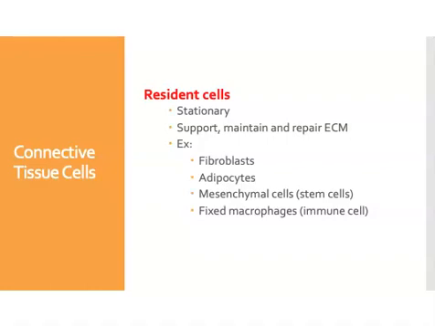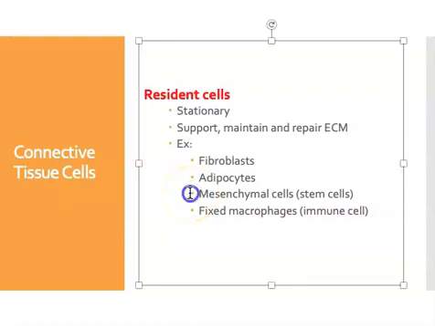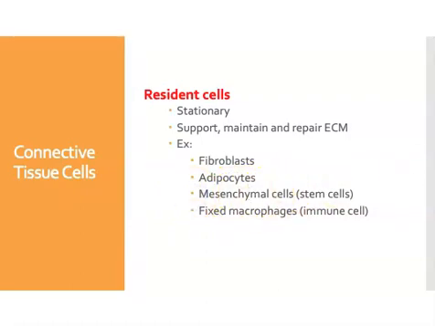Now, what kind of cells are resident cells? We've mentioned a couple of these a moment ago. Fibroblasts are resident cells. Adipocytes are resident cells. There are a couple of others found in connective tissue proper. There are what are called mesenchymal cells. This is a terrible word to spell, but it's pronounced mesenchymal. Those are the stem cells of connective tissue. Remember, a stem cell is a cell that can divide and produce more of the same type.